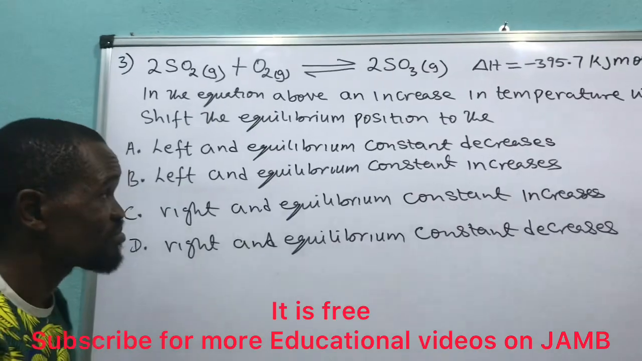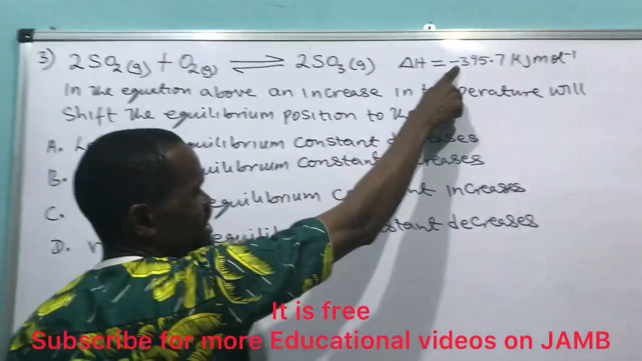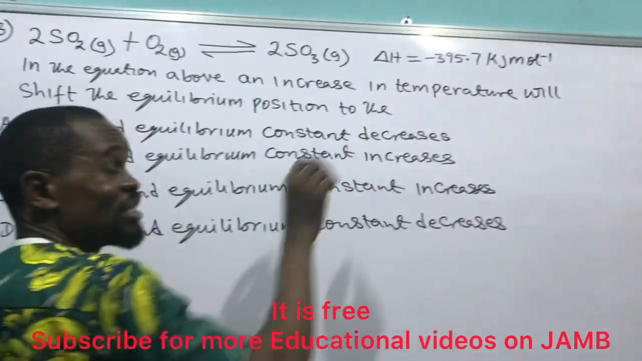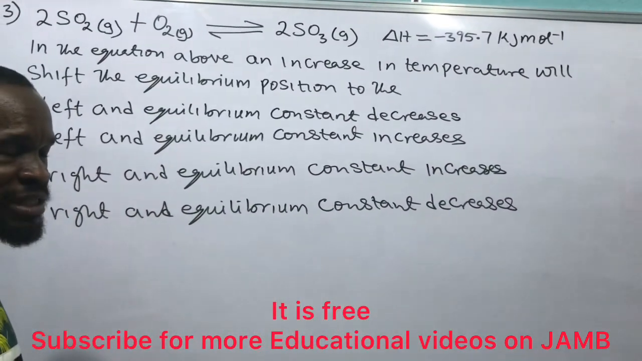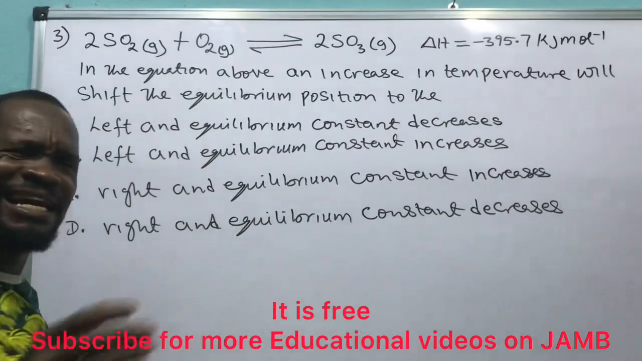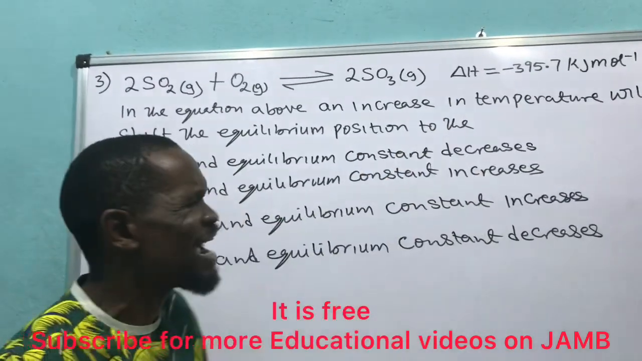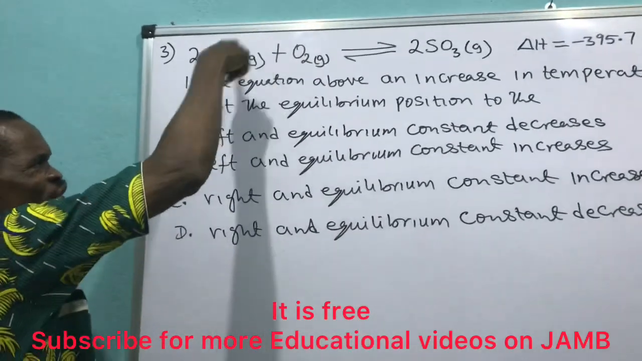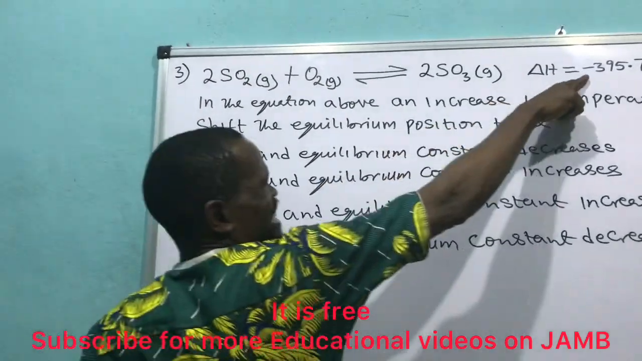Exothermic reaction. If this is positive, it becomes endothermic. But because it is negative, it is exothermic. When it is positive, it becomes endothermic. And again, what does this signify? It is telling me the condition of the reactant. The condition of the reactant. That's what this is telling me.